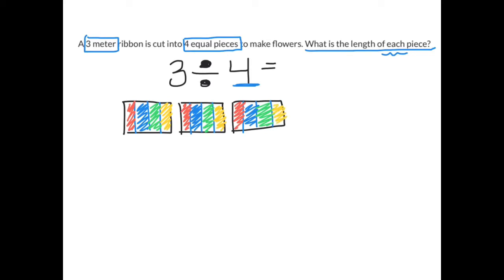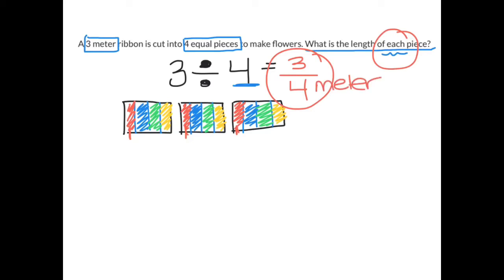So then we're looking for what is the length of each piece, or what would be the length of one piece. Well, let's look. How much red do we have? We have 1, 2, 3 red pieces, and each piece is 1/4. So we have 3/4. So each length of ribbon would be 3/4 of a meter. So that's one way that we can solve. That's pictorially, or us solving visually.